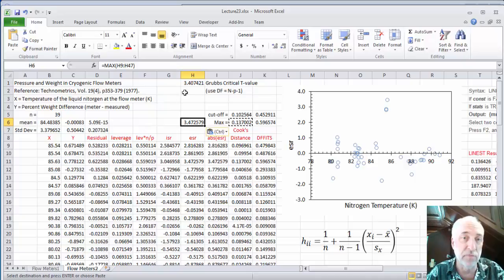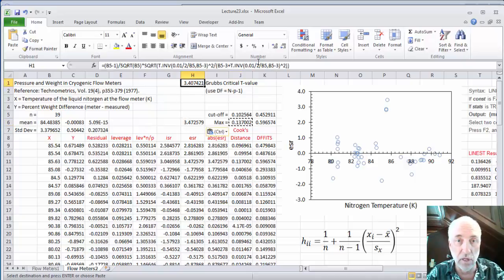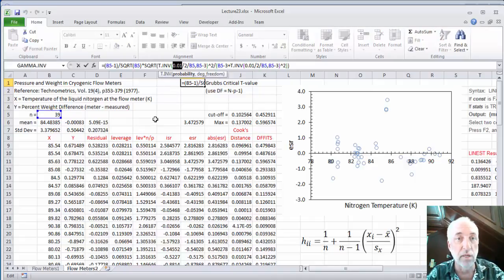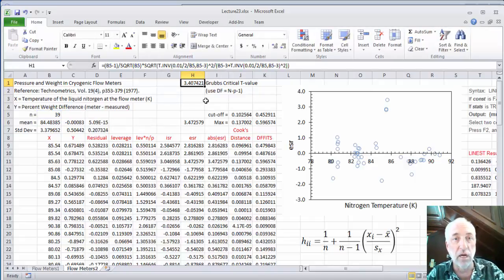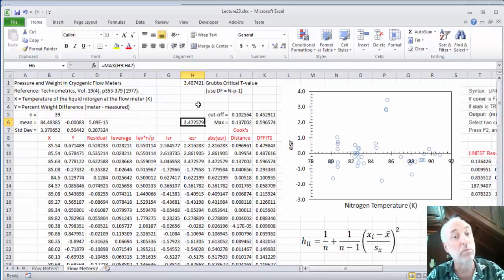And this is for, what did I use? 0.01, that's what I used. 99% confidence interval, 0.01 probability. And so this is just barely large. But we might want to check, is it a high leverage data point? And is that going to be a problem because of it?